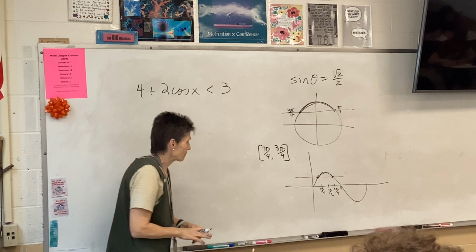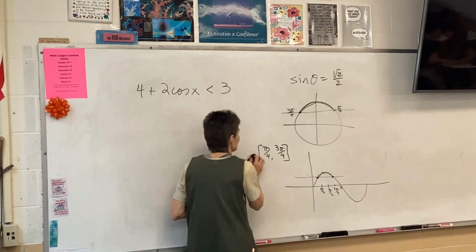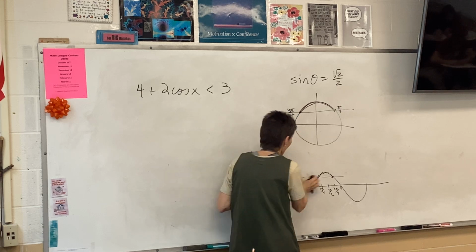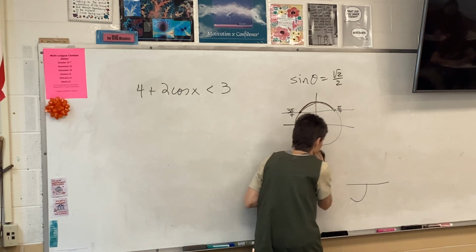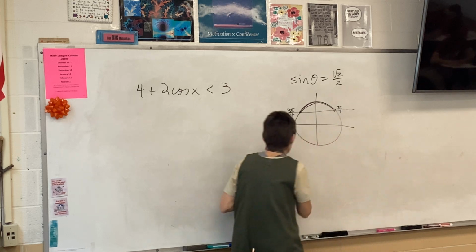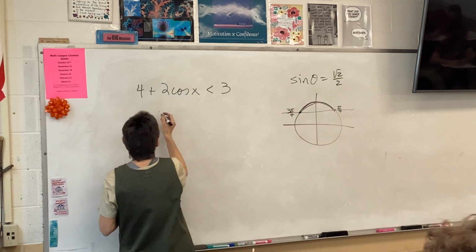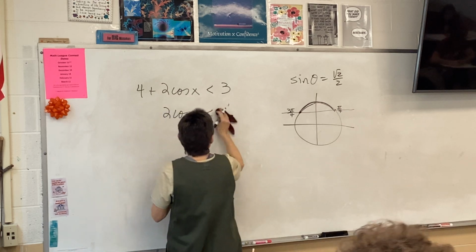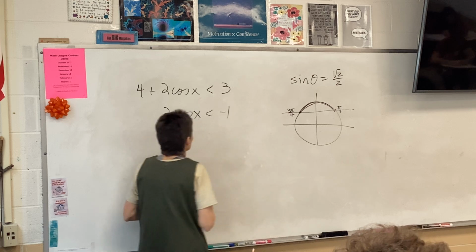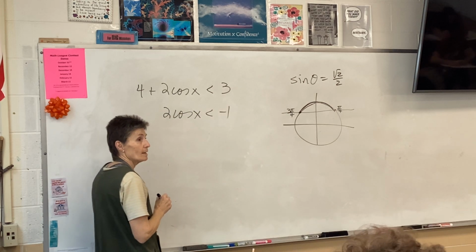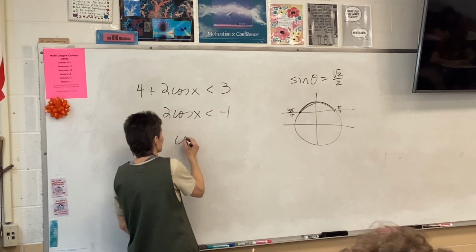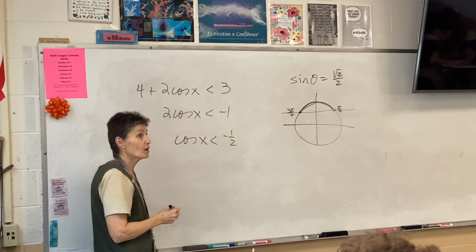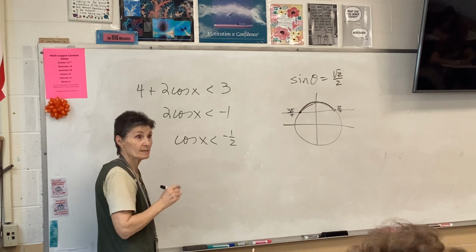All right. Well, what do you think we should do? Subtract 4. Yeah, let's solve the equation first, absolutely. So we'll go ahead and subtract the 4. And then divide. So are you good with that? We want to know where the cosine is less than negative 1/2.